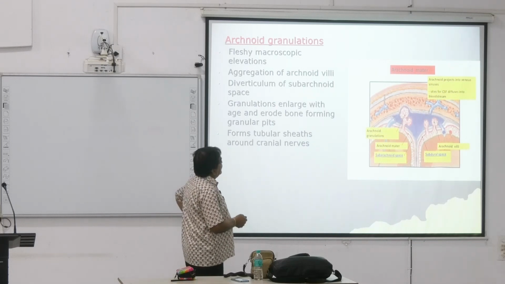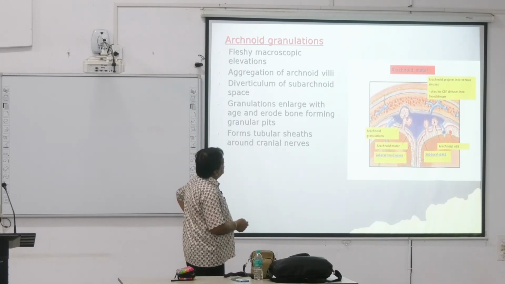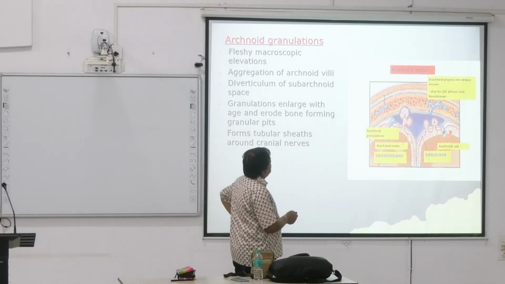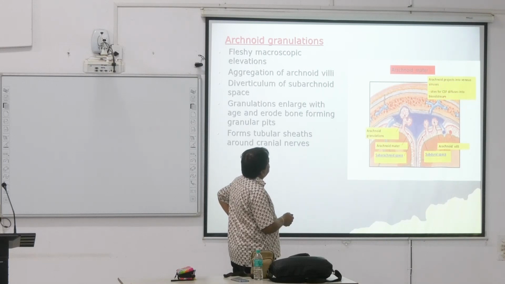These are the arachnoid granulations. And this is the arachnoid villi and subdural space, arachnoid matter, subarachnoid space, and arachnoid projects into venous sinuses, sites for CSF to diffuse into bloodstream. This is important.